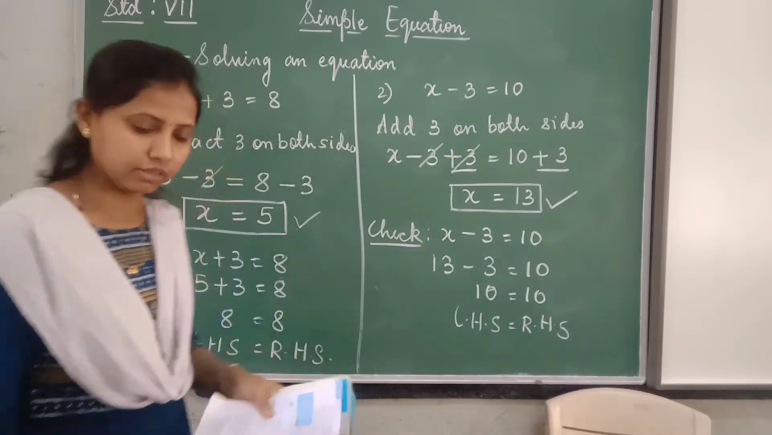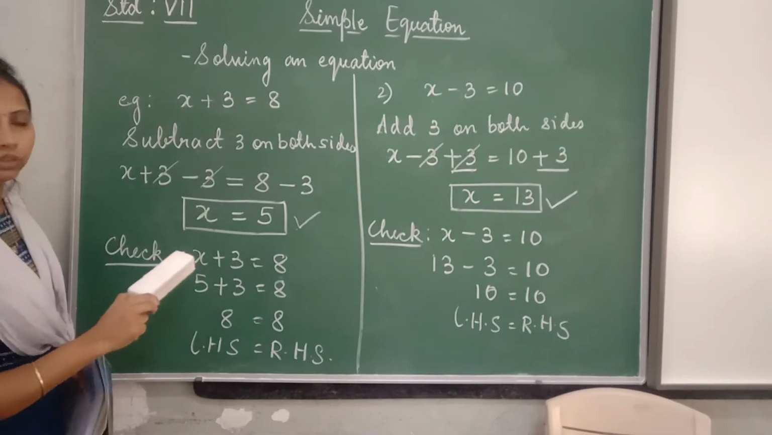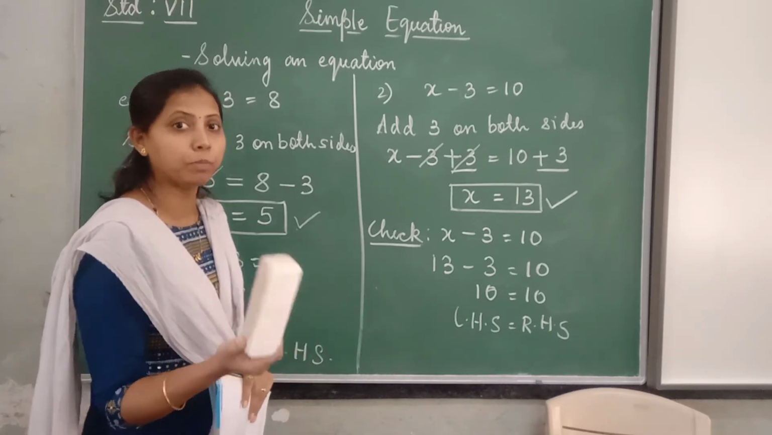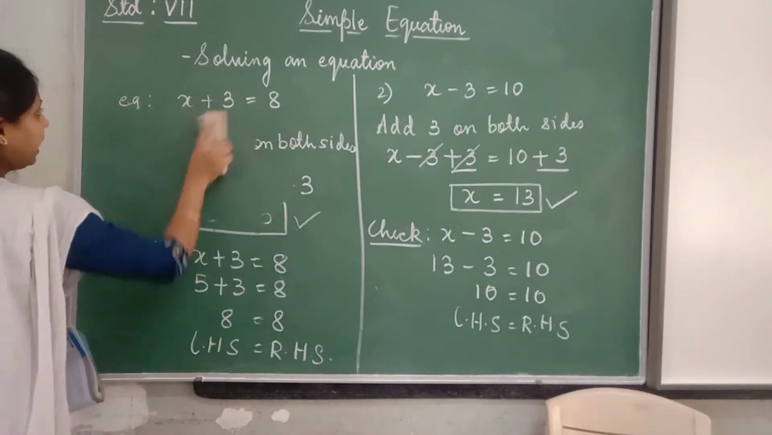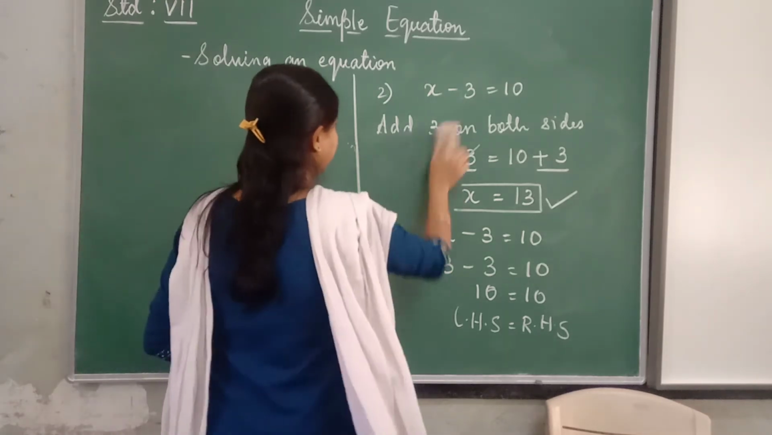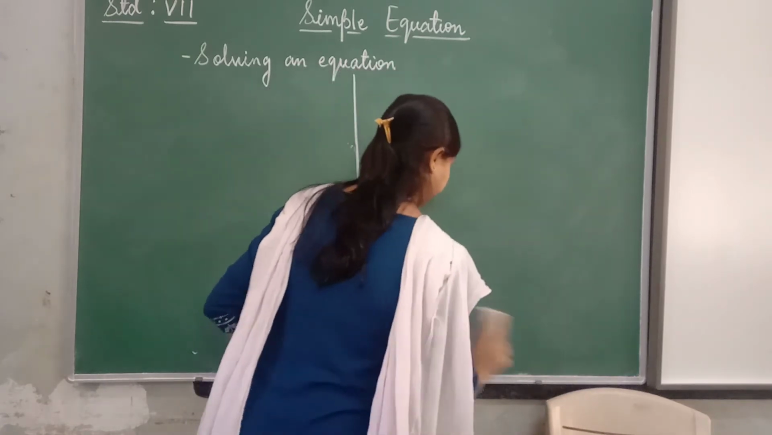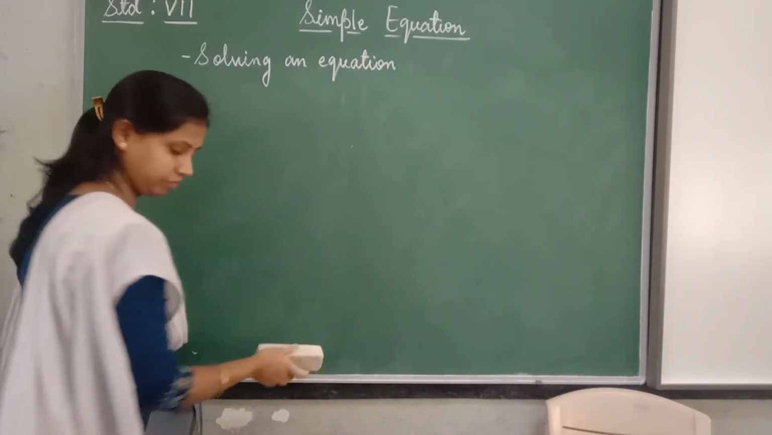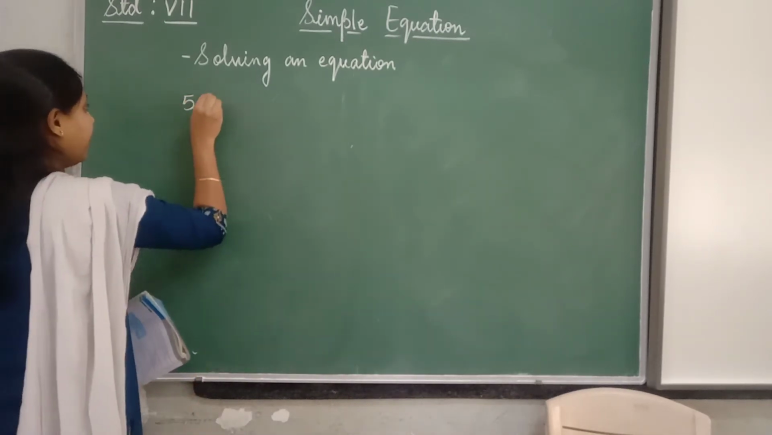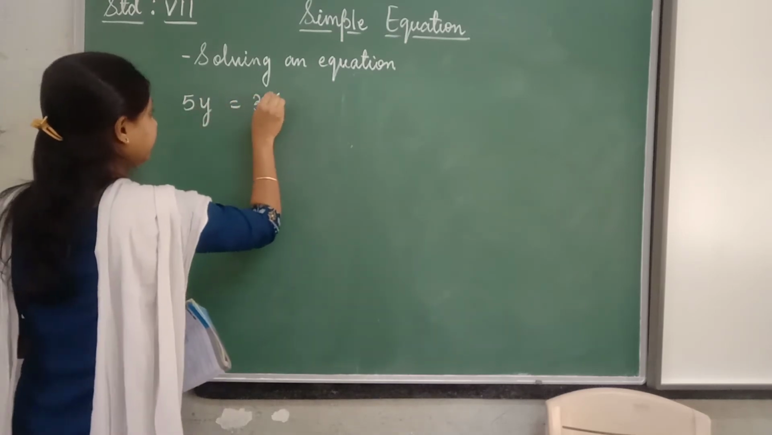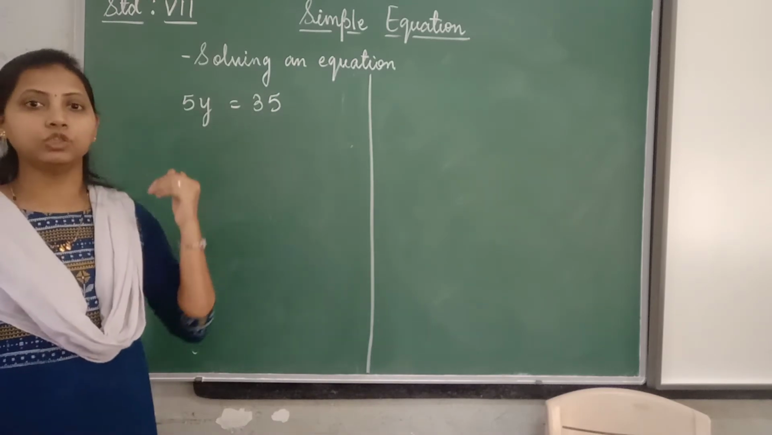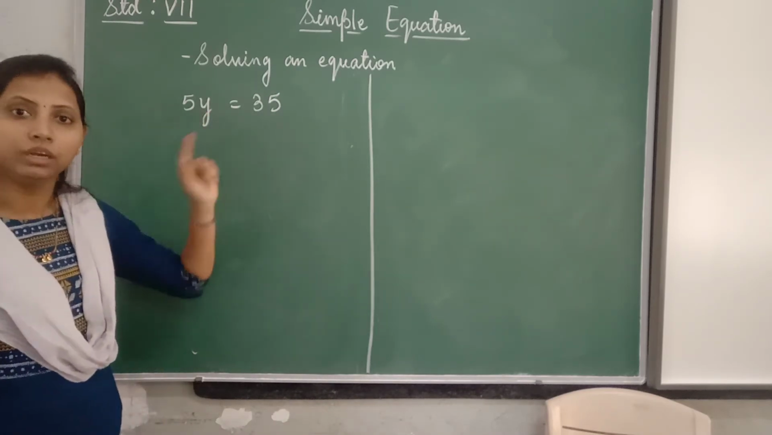So this was adding a number on both sides, and we got a solution. Now we will see multiplication and division, how to multiply and divide a number to get the solution of an equation. Consider an example: 5y is equal to 35. You have to find the solution. Solution means you have to find the value of y here.